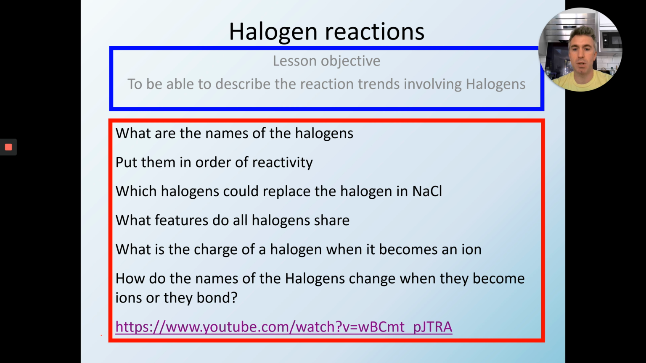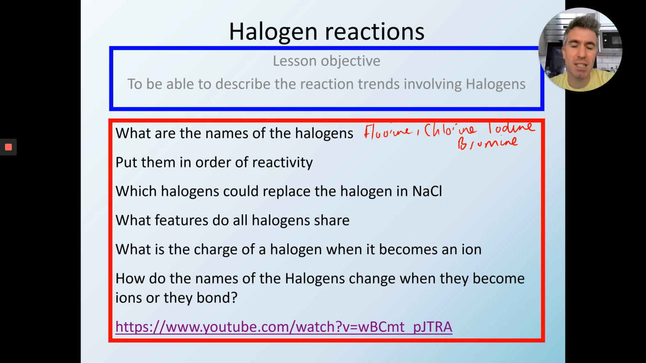Splendid. What are the names of the halogens? We have fluorine, chlorine, iodine, and bromine. You could also add astatine, but that's radioactive, so we won't really bother.